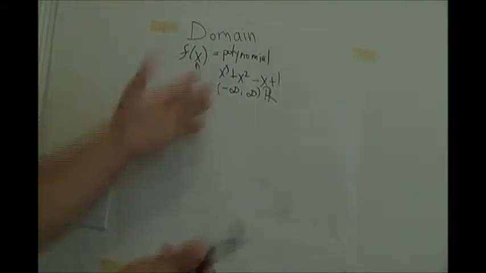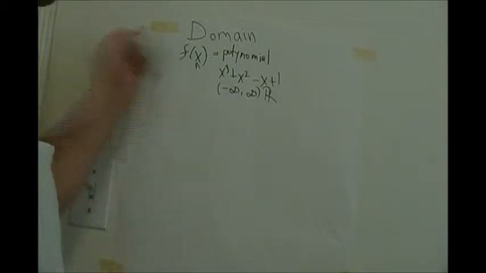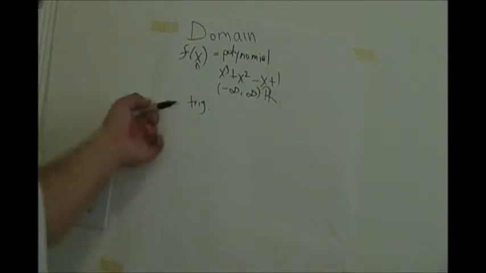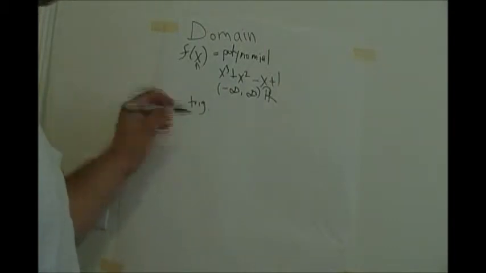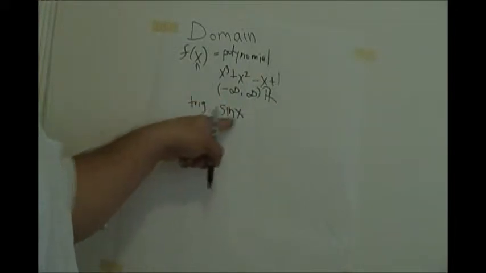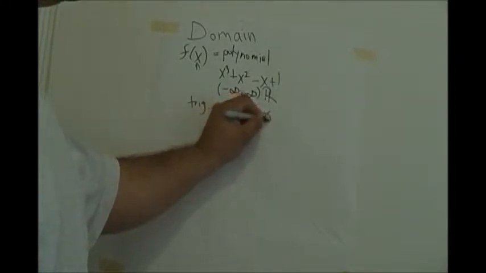Well, what else would constitute a function that is continuous everywhere? Well, you could have functions such as trig functions, okay? Not all of them, but there are some, like a sine function, that's continuous. A cosine function is continuous.